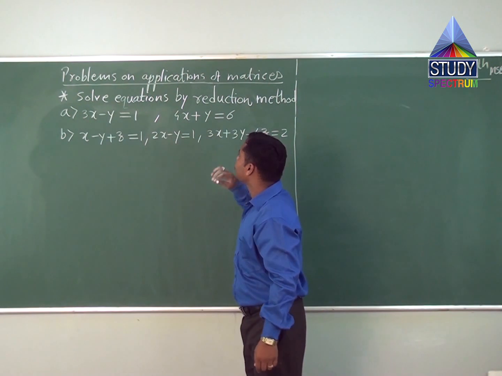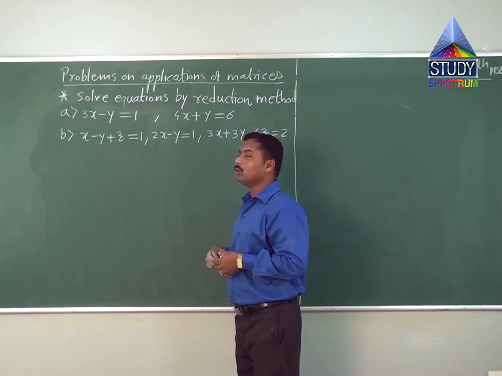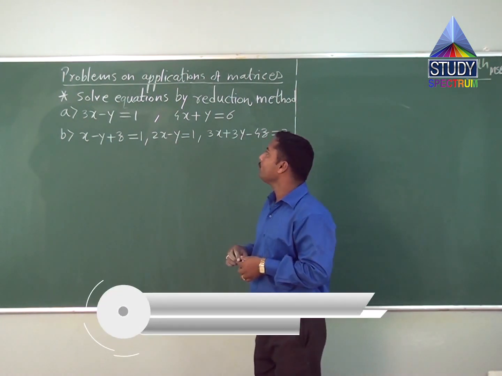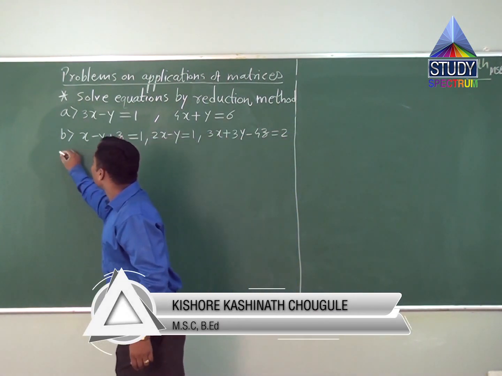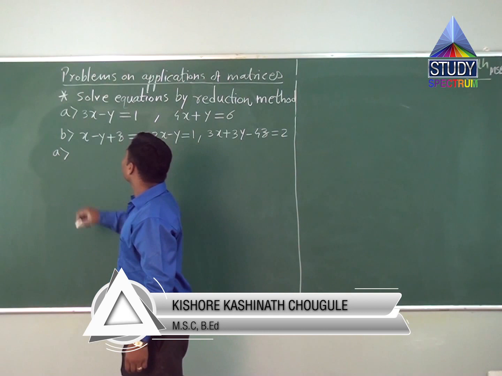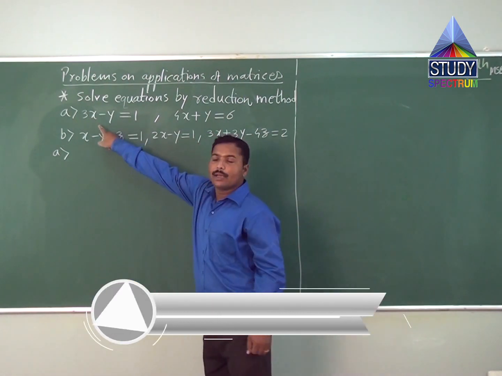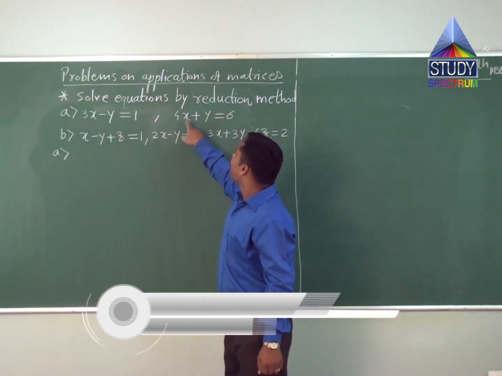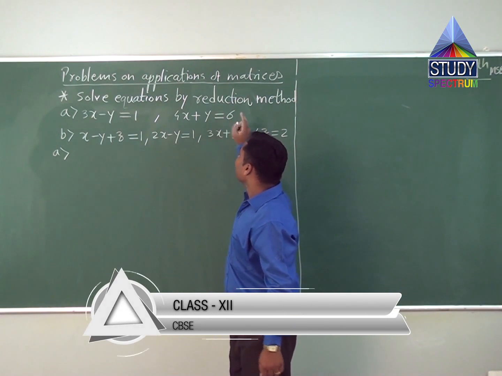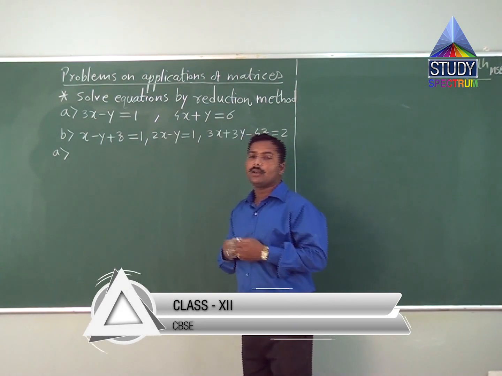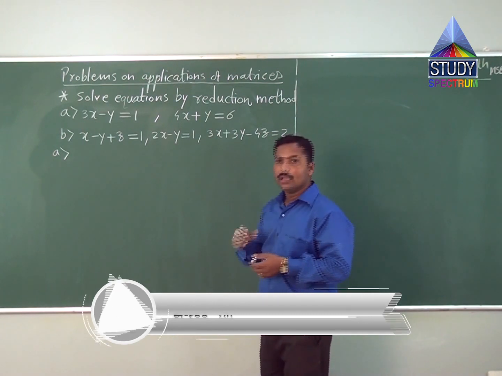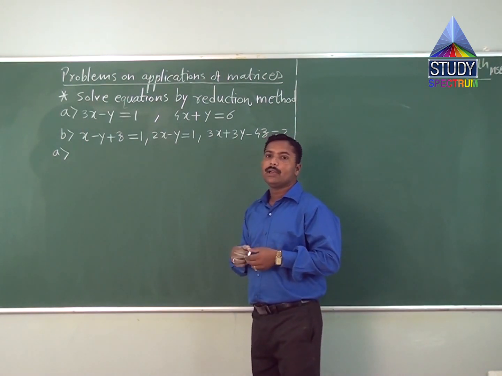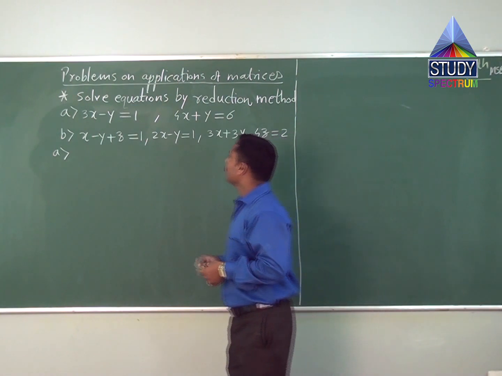Solve the equations by the reduction method. So we discuss two problems by the reduction method. First problem: solve 3x minus y equal to 1, 4x plus y equal to 6. Reduction method is nothing but Gauss elimination. Reduction means elimination, means eliminate the variables actually.